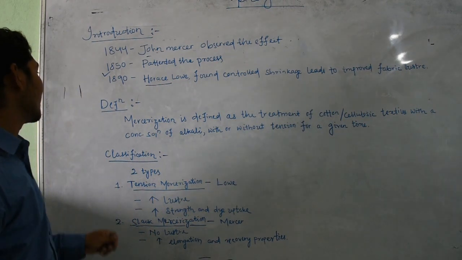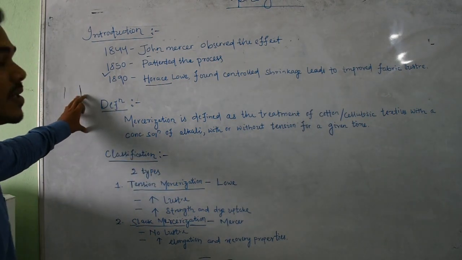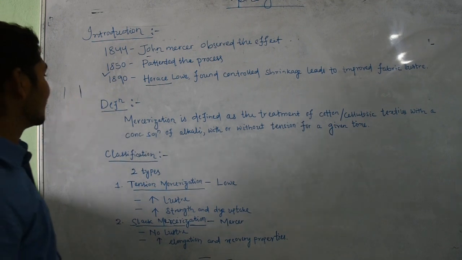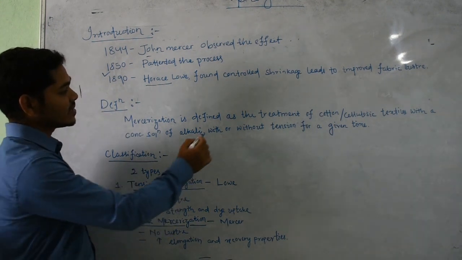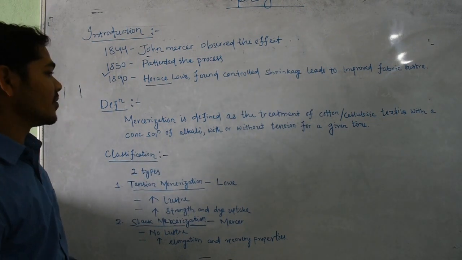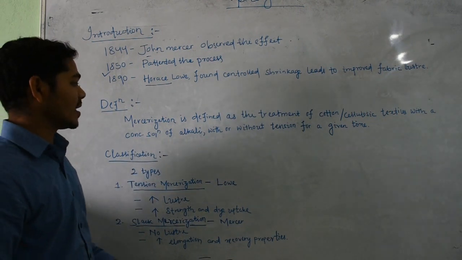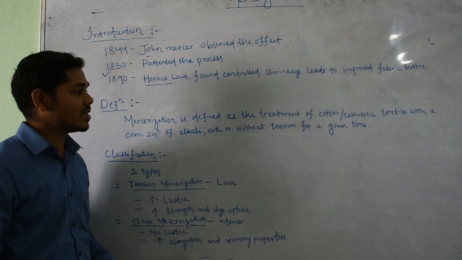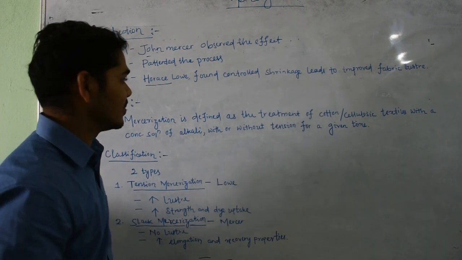Now, let's define the process of mercerization. Mercerization is defined as the treatment of cotton or cellulosic textiles with a concentrated solution of alkali with or without tension for a given period of time.